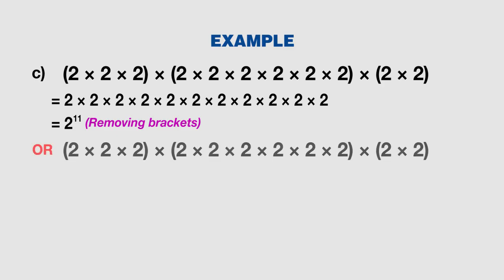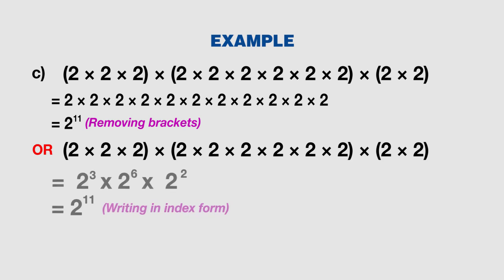On the other hand, we can write each of these brackets as index numbers, and then we can multiply. That gives us 2 raised to the power 3 times 2 to the power 6 times 2 raised to the power 2. And again, we will say that that is equal to 2 raised to the power 11.